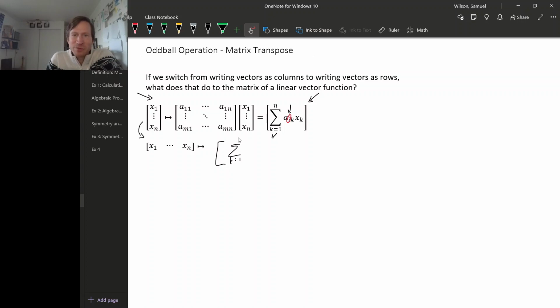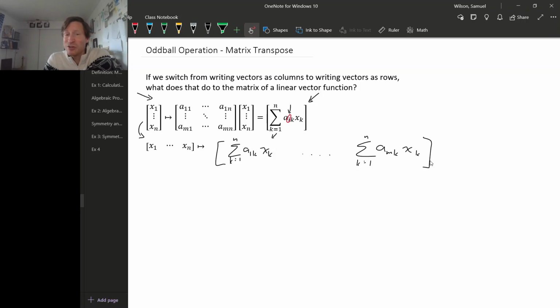So this is the sum from k equals 1 to n of a sub 1 k xk, and so on down to the sum from k equals 1 to n of a sub m k xk. So this is the resulting row vector.